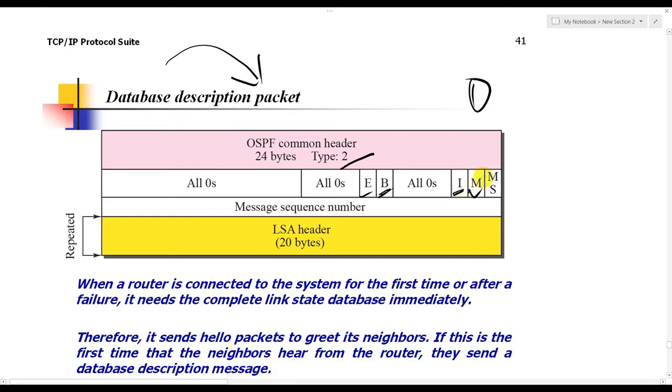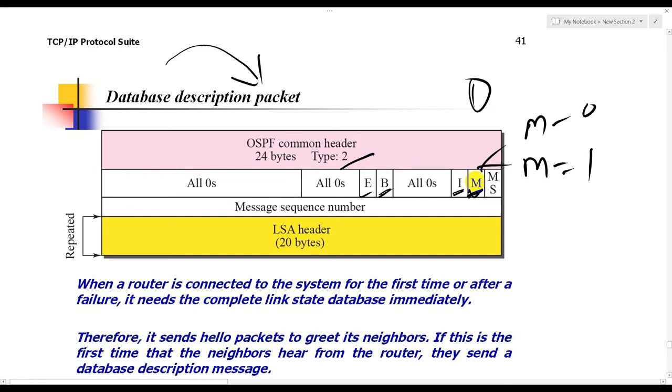M, if M is 0, that means this is the last packet. I don't have more information. If M equals 1, it means I have more information. What does it mean? The database may be larger and it is not possible to send the entire information in one message. So it will send in 2 parts. So when it sends in 2 parts, it will keep M equals 1, that this is not the last message. I will be sending you more.